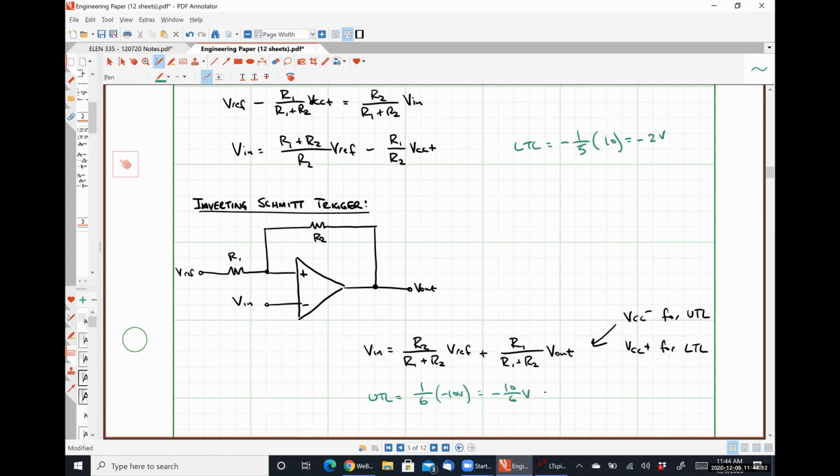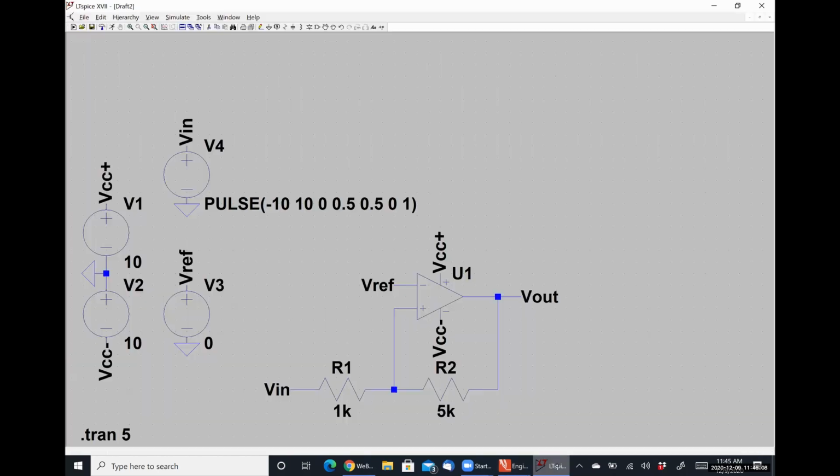So that's when our output exceeds that, or excuse me, when our input gets there. We have our upper trigger limit. For our lower trigger limit, it's going to be 1/6 times +10 is +10 over 6. So let's change this real quick and just observe that it's working how we expect it to.